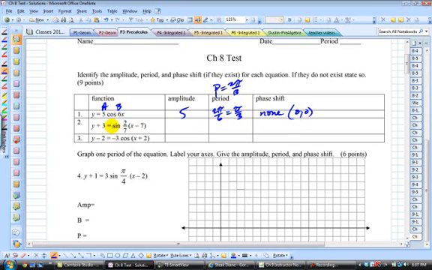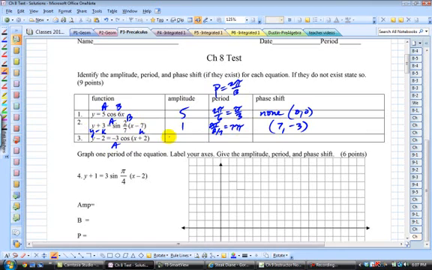Here is 1, so the amplitude is 1. B is 2/7, so you take 2 pi divided by 2/7. And after you multiply by the reciprocal, you get 7 pi. Let me see, h is 7, k is -3. It's y minus k, so k is -3 in this case. So it's going to be 7, -3.